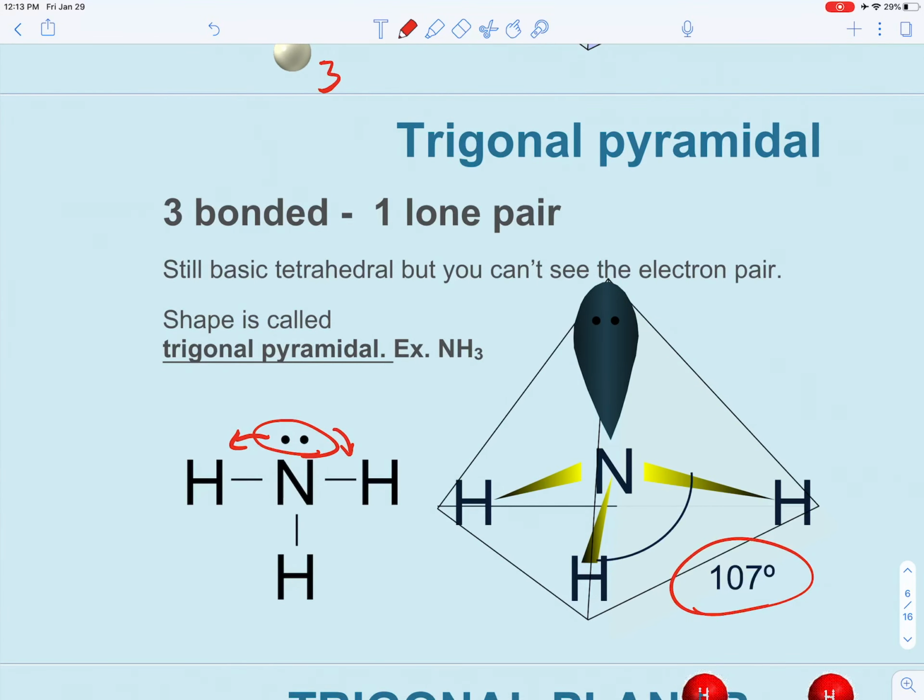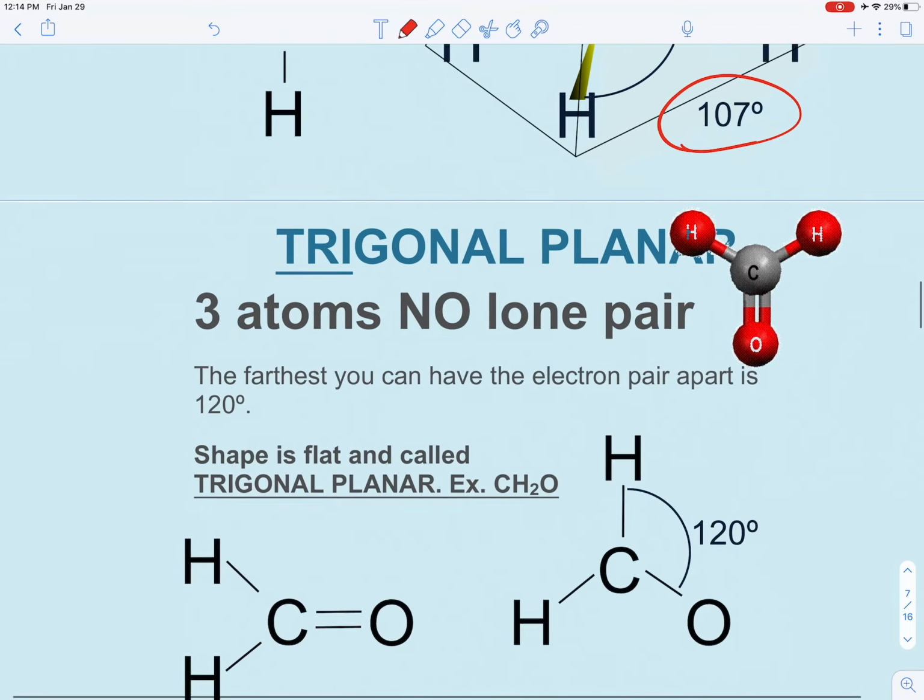And so when you have 3 atoms bonded to a central atom with 1 lone pair, you'll get a trigonal pyramidal shape. So NH3, ammonia, is a good example of this. It's similar to a tetrahedral, but you wouldn't be able to see this electron pair here. So again, this is trigonal pyramidal. You'll see this a lot with ammonia, with nitrogen and phosphorus.